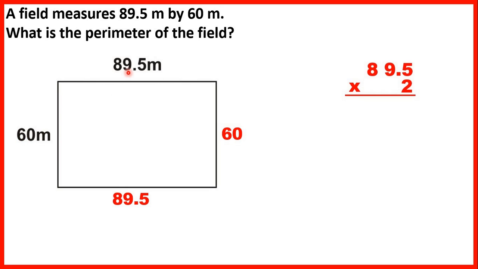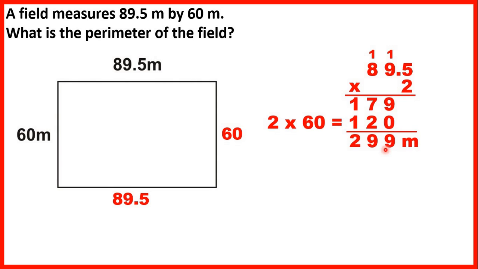So to work out the perimeter, we can start by working out the total of the 2 longer lengths, so 89.5 times 2, or 89.5 plus 89.5, and that gives us 179.0. If we have 0.0, we have a whole number, so we can ignore the 0.0, and then we need to work out the total length of the 2 shorter sides, and 2 times 60 is 120. So if we add the lengths that we've found, that gives us 299 metres as our answer.